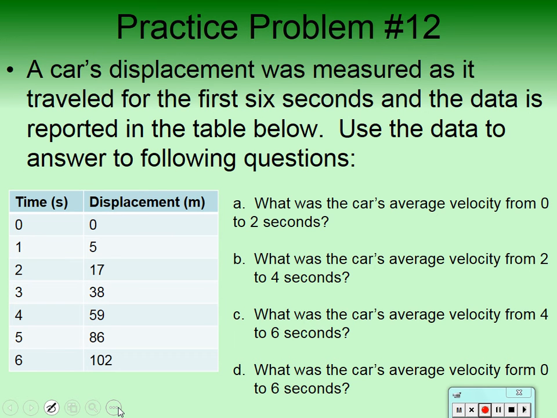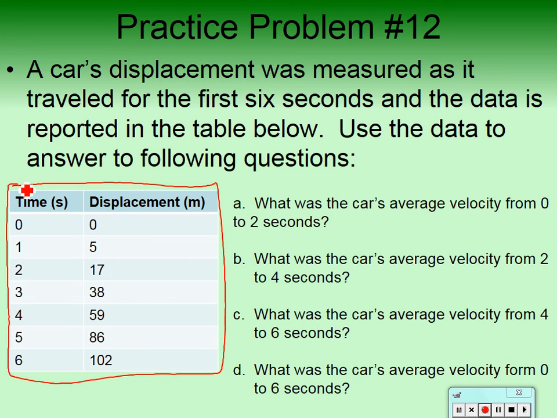It says a car's displacement was measured as it traveled for the first 6 seconds, and the data is reported in the table below. Use the data to answer the following questions. So let's look at this. This is called a data table. It's got time in this column, so 0, 1, 2, 3, 4, 5, and 6 seconds. It's got displacement measured in meters. So at 0 seconds, of course, it's going to be at 0 meters. But at 1 second, it's at 5. And then it goes to 17, 38, 59, 86, and 102 each second.